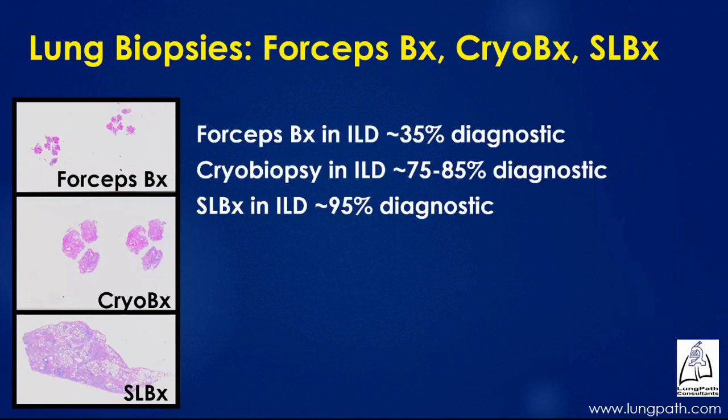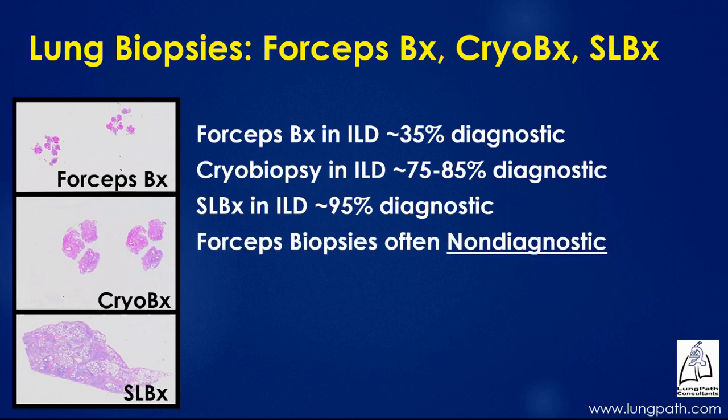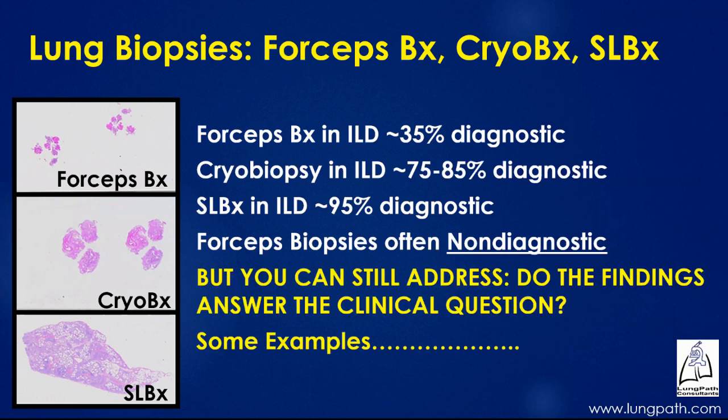Forceps biopsies are going to be diagnostic in ILD in about 35% of cases. Cryobiopsies in about 75 to 85% of cases, assuming you get a good cryobiopsy and you know what you're looking at. You can see some patterns there, but of course they're not going to be as good as the biggest specimen, which is the surgical lung biopsy. So forceps biopsies, more often than not, two out of three times, are going to be non-diagnostic in ILD. That's frustrating for clinicians, but it's a fact of life. Sometimes you can still address that question, do the findings in this biopsy answer the clinical question? And sometimes they do, and I'll show you some examples of how a forceps biopsy can be helpful.